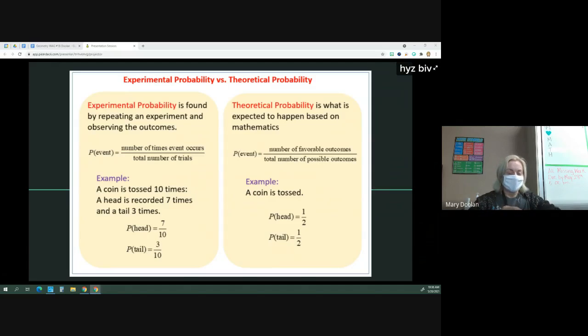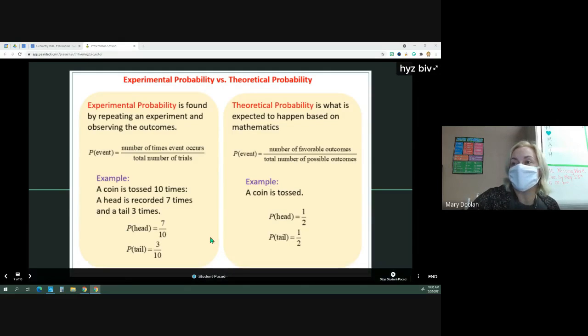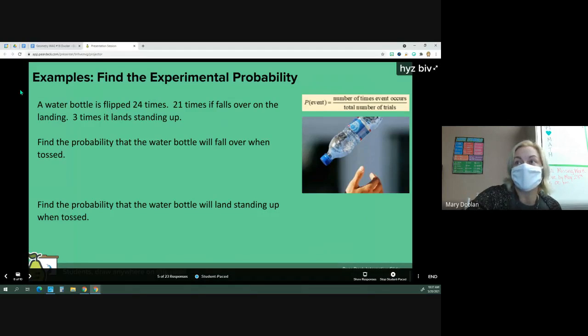And so we're going to do an activity tomorrow where we will be flipping a coin and doing whatever else we want to kind of do some experimental probability and see what we get. This next question example we're going to do is an experimental probability one. Okay, so this is an example where we find the experimental probability.